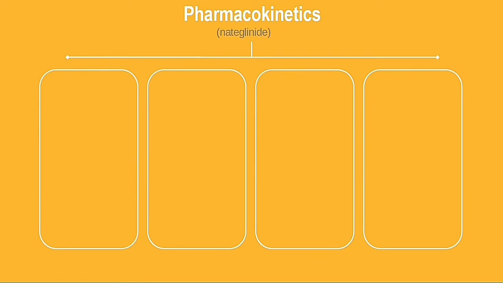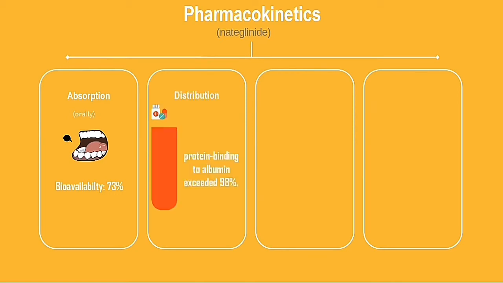For the other me, nateglinide, I am rapidly absorbed following oral administration prior to a meal. My absolute bioavailability is estimated to be approximately 73%. My peak plasma concentrations generally occur within 1 hour of oral administration, and my onset of action is less than 20 minutes and the duration of action is approximately 4 hours. I am 98% bound to plasma proteins, primarily albumin.